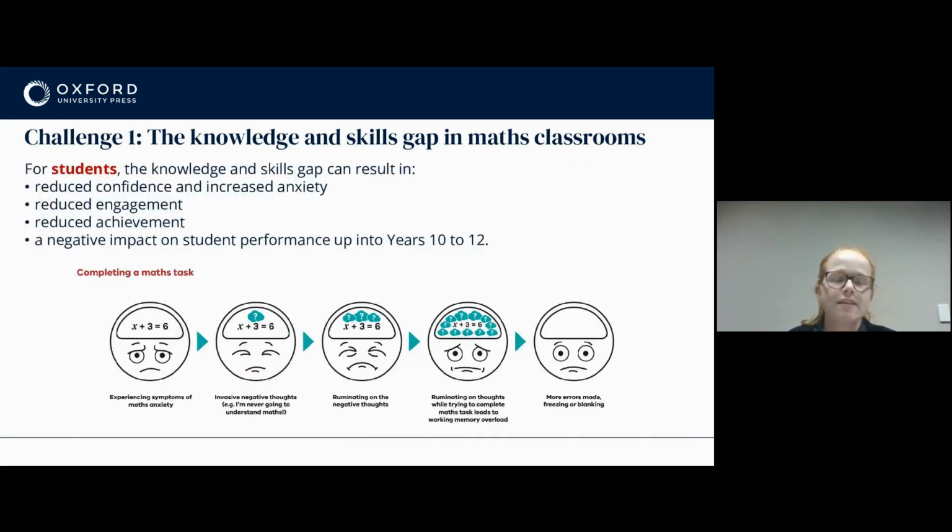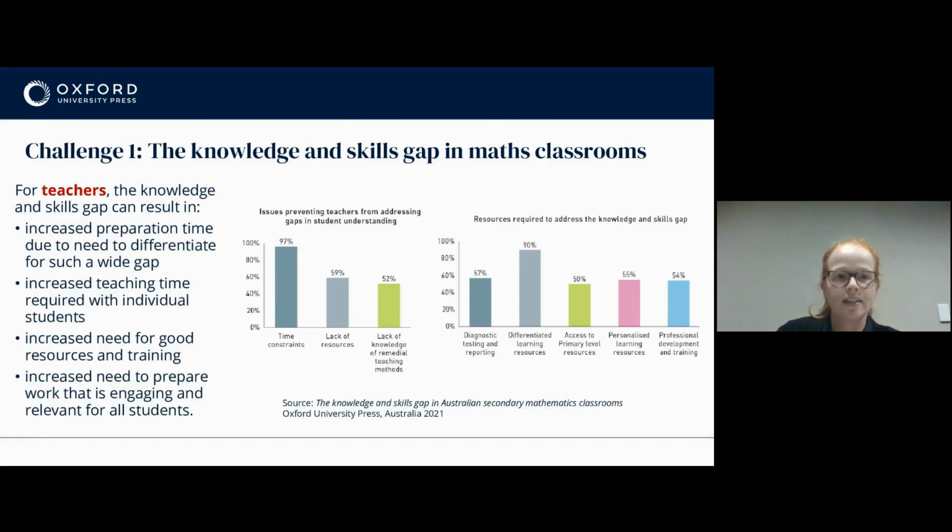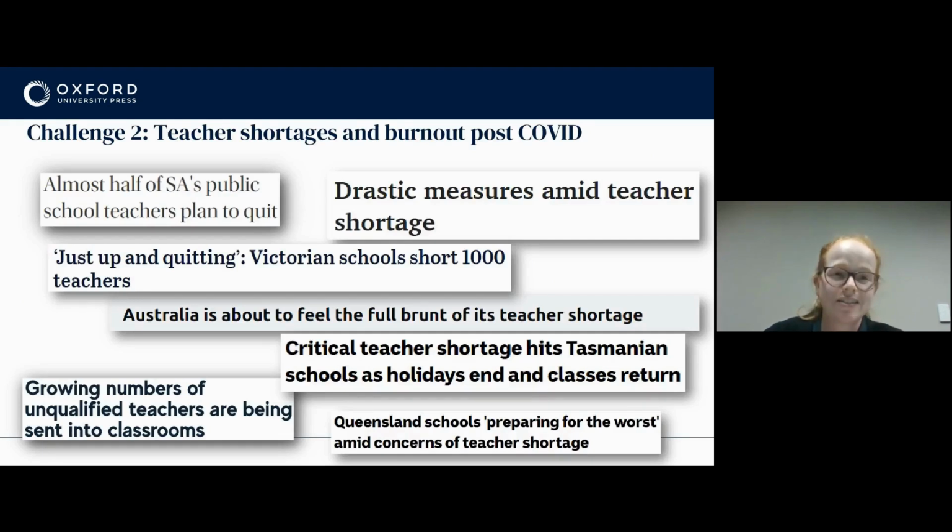And students, as soon as they feel like they're behind, they'll feel less confident, more anxious, they'll engage less, they'll achieve less, and then that has a huge flow-on effect in their results in Years 10 to 12 as well, where they've got all of these little gaps in their knowledge. For teachers, the task of differentiation results in a huge amount of preparation time because all of a sudden, instead of writing 1 lesson plan, you're writing 25. It means that teachers need good resources, good training, and frankly, it brings us on to the second challenge, enough teachers trained to teach maths.